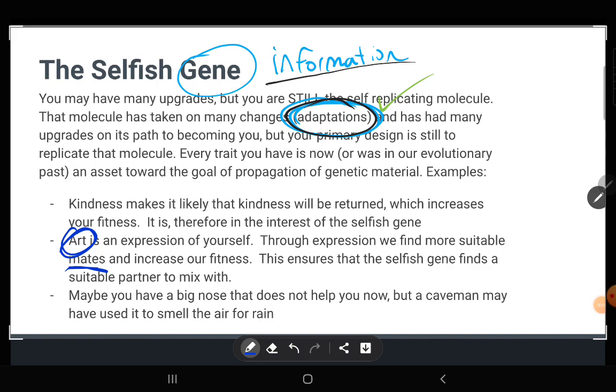It also can just help you find a mate that is suitable to you. So maybe you're like me and you have a big nose, right? And maybe this big nose of yours does not help you today. So how do we describe things that make no sense in today's context? Like, for example, how do we describe a woman who gives away her kidneys? There are people out there that give away their kidneys to random strangers because doing kind things makes them feel great. So let me tell you why.